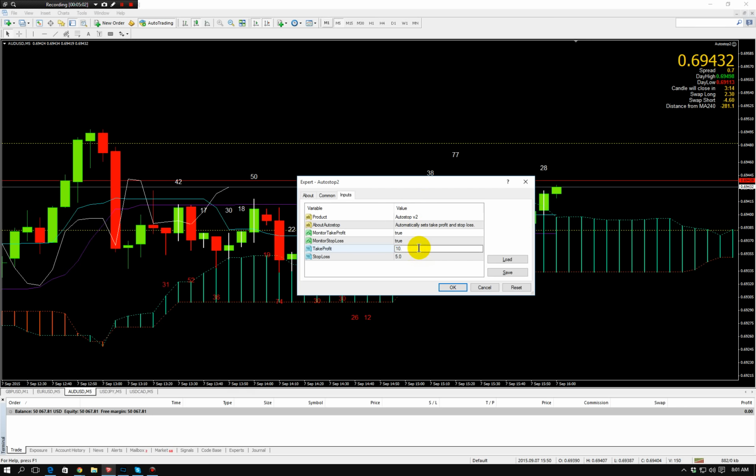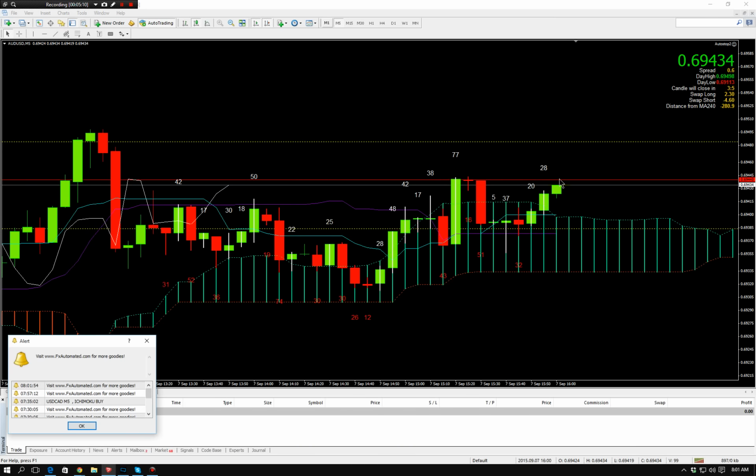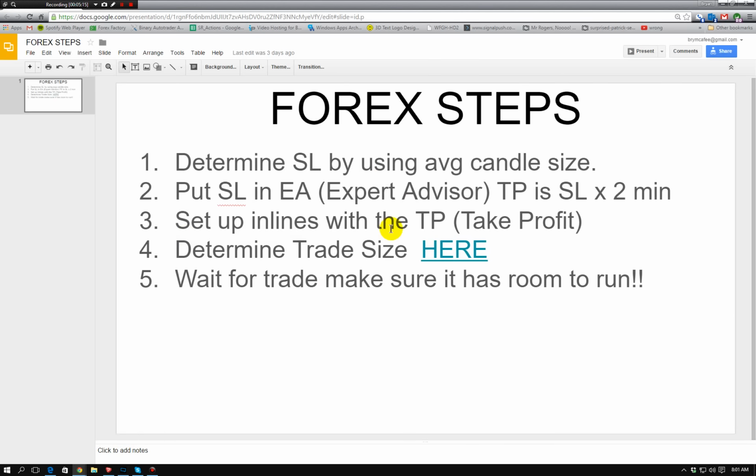What does that mean? Cool. Alan got it. 10. Okay, so our take profit and stop loss are set. We still don't have an entry. What's our next step? Set up inlines with take profit. We're looking for 10 pips.